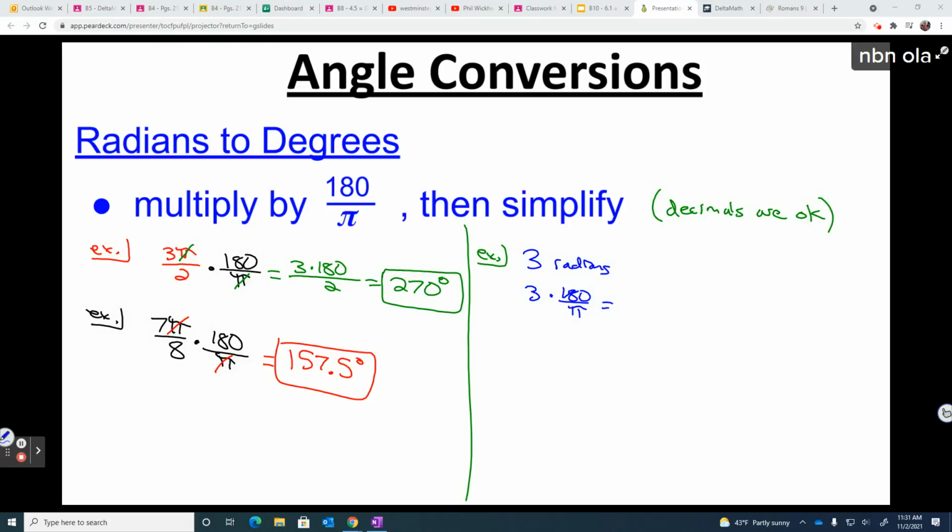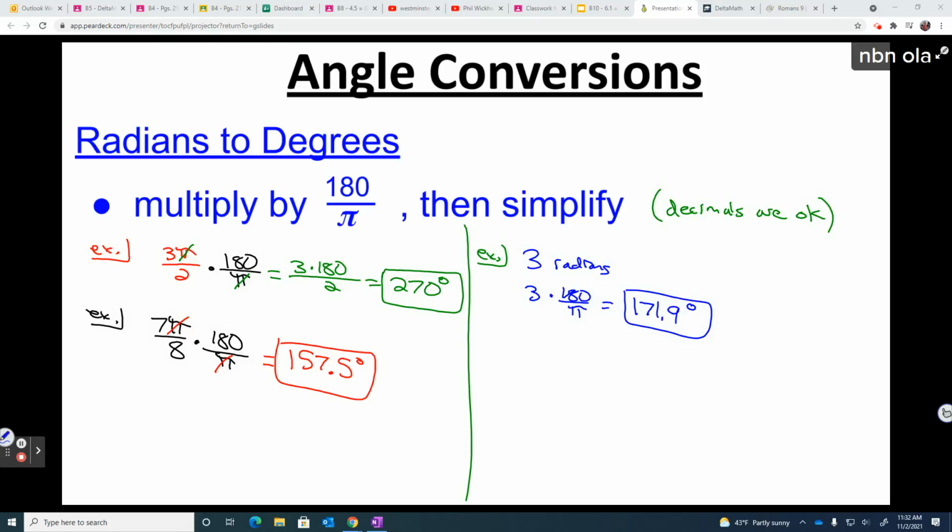So we're just going to do 3 times 180 and then divide it by pi. The pi on the calculator is a little up arrow there, and you can see it in blue, the little pi symbol. So make sure you use the symbol. 171.88, so we'll say 171.9. So that's it. We're either multiplying by pi over 180 or 180 over pi, and simplifying.